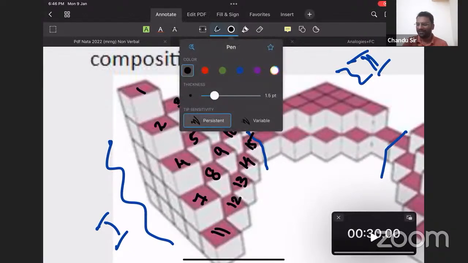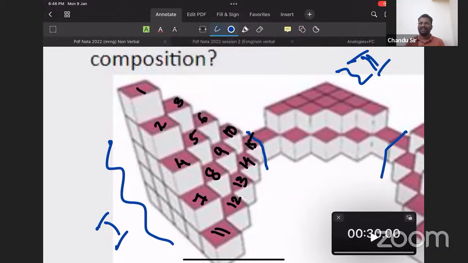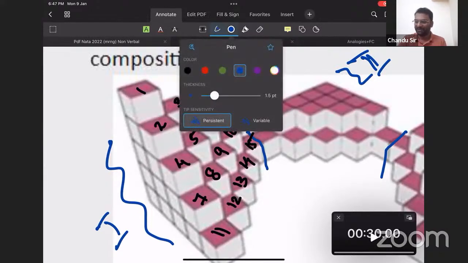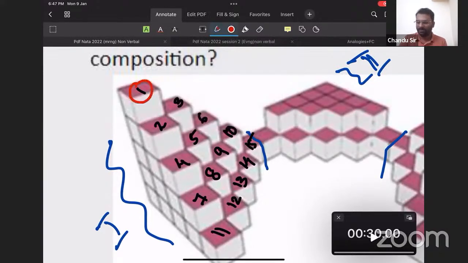So now I'm going to find the number of cubes in every layer. So I just put 1 over here. So only 1 cube in the layer 1. You can find it. Only 1 cube in the layer 1.